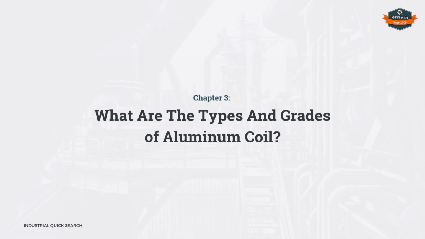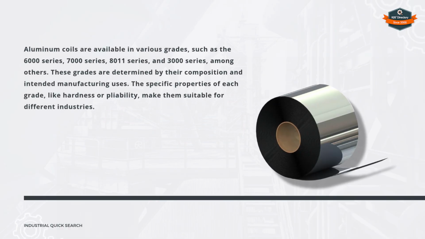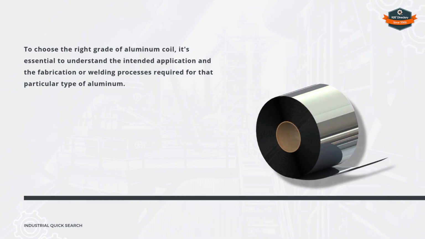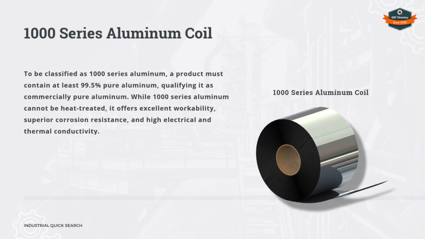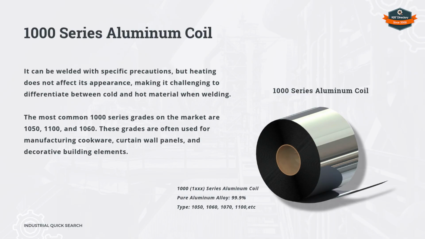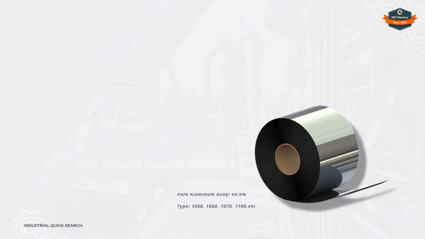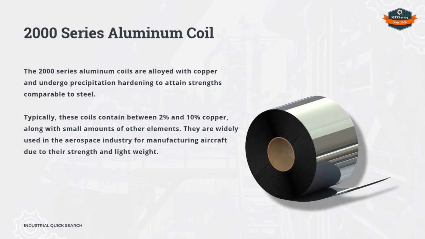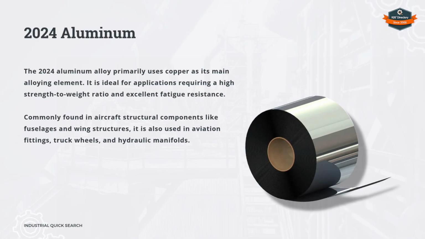Chapter 3. What are the types and grades of aluminum coil? 1000 series aluminum coil. 2000 series aluminum coil. 2024 aluminum.